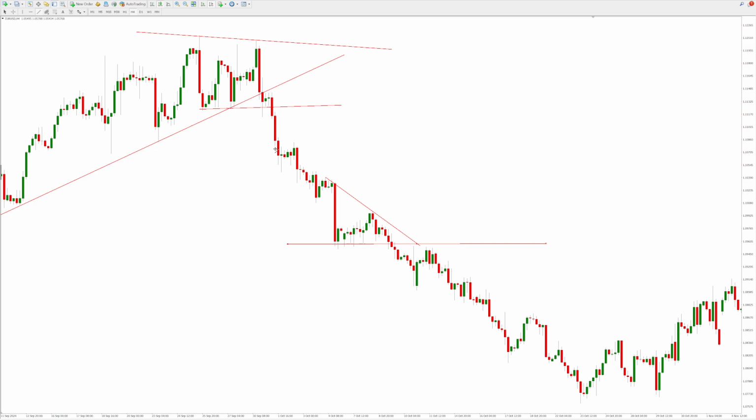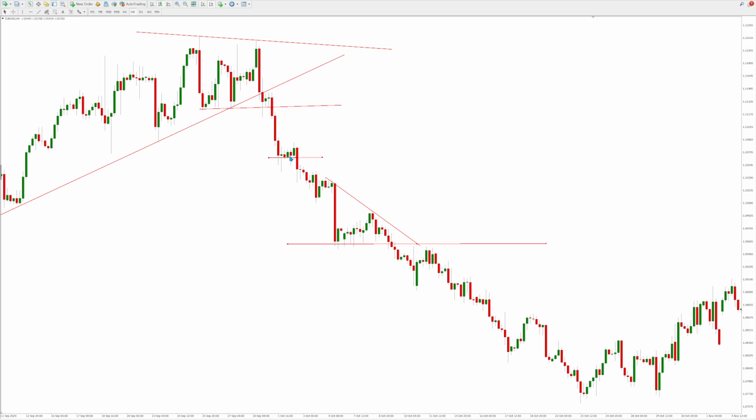Even before then, this is a pullback here. As I said, this is a 4-hour chart, so we know there's plenty of price data included. If we went down to the 1 hour, this would be a bigger pullback, but regardless, we can use that level of support there as an entry.